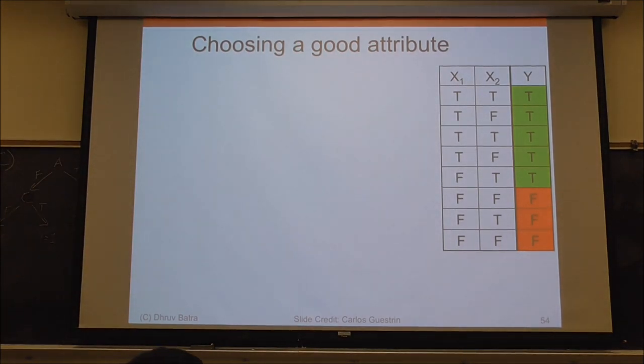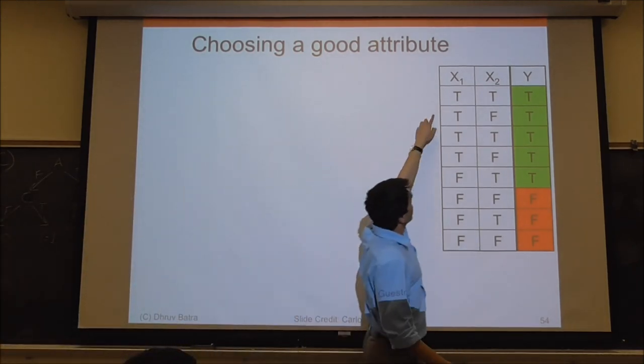X1. Why? Because x1 has the biggest influence on the decision. Peaky decisions on both sides. It's consistent: if it's true, usually the result is true, but x2 is not consistent. Yeah, so there's some notion of correlation that people are looking at.